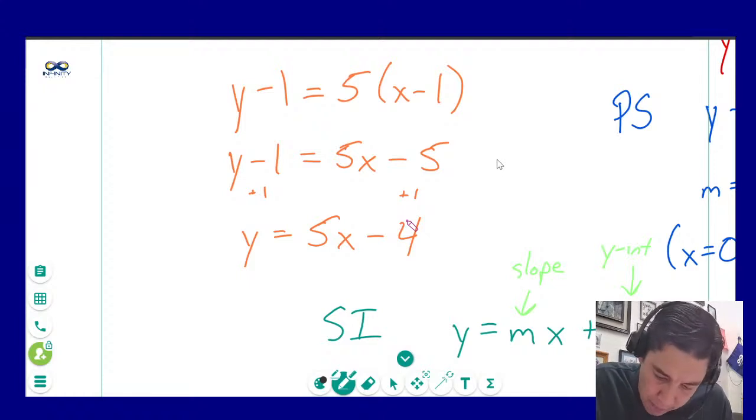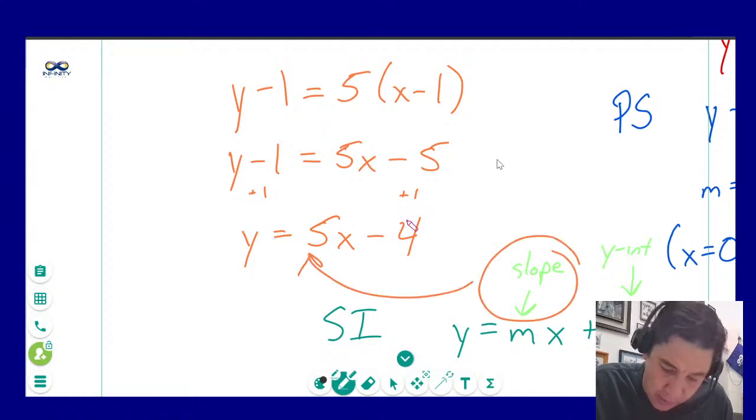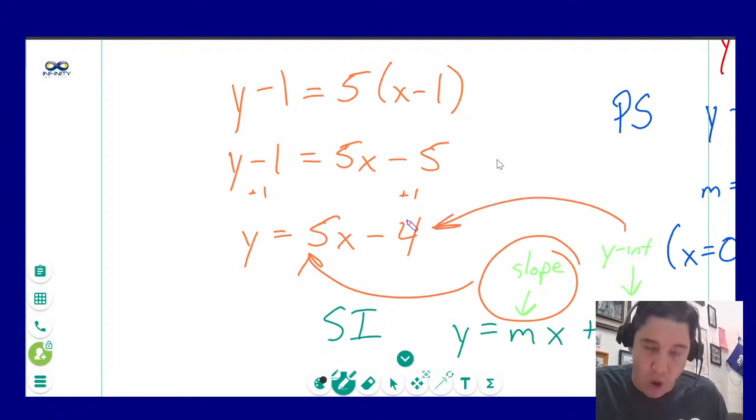Therefore, the slope is 5, like we figured out earlier. And the y-intercept is -4. So there you go. That's the third time we proved that the y-intercept, or p, is -4.